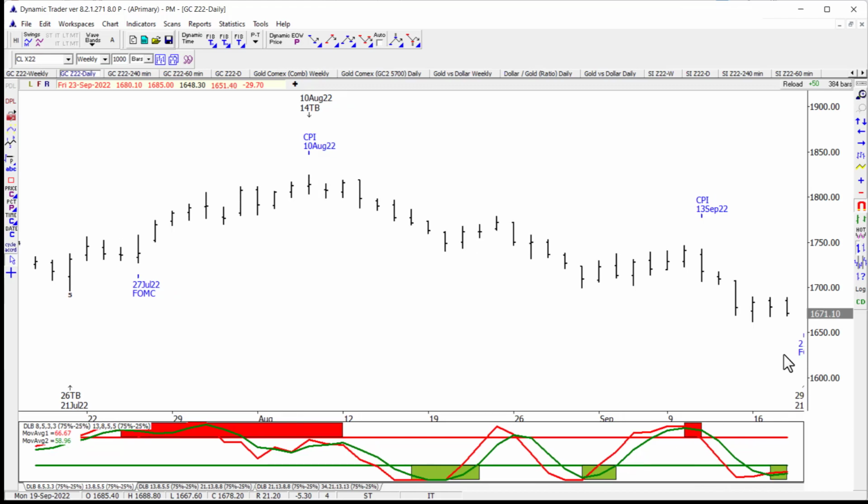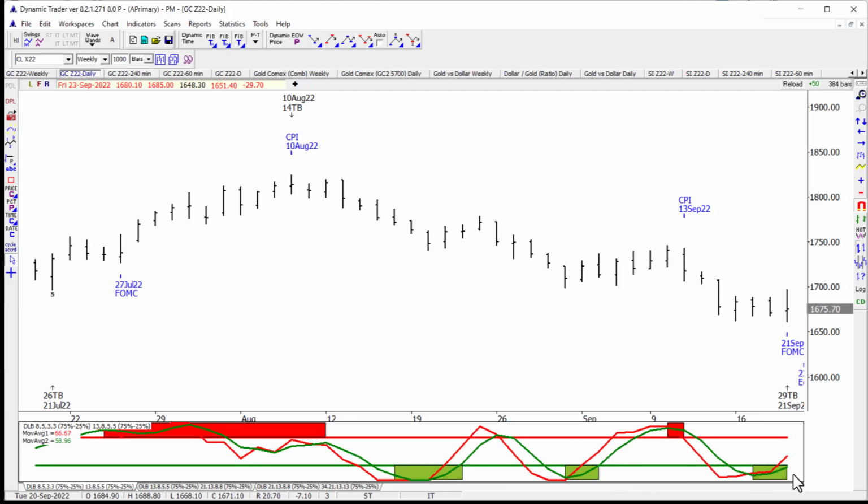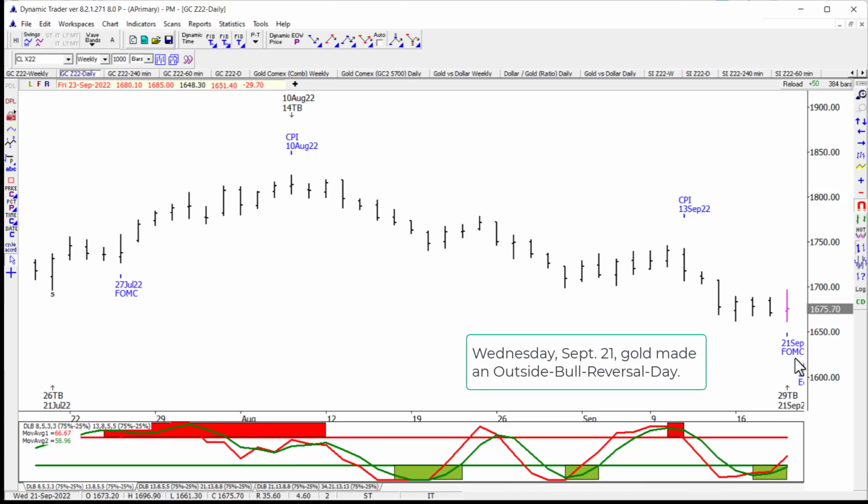Add another bar, actually closed down a little bit lower. We've now been a couple of days for gold with the daily momentum being dual look back oversold. That's usually a pretty strong position that a daily low is very near. Let me add another day. There we go on Wednesday, the exact day of the Fed announcement just a couple of days ago, gold made an outside day with a higher close. So that's an outside bull reversal day.